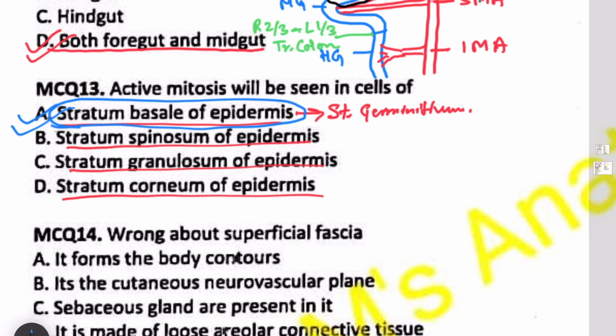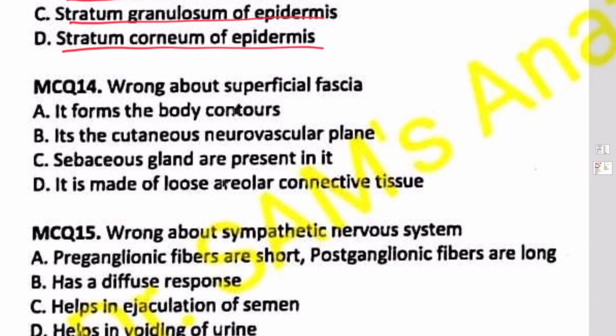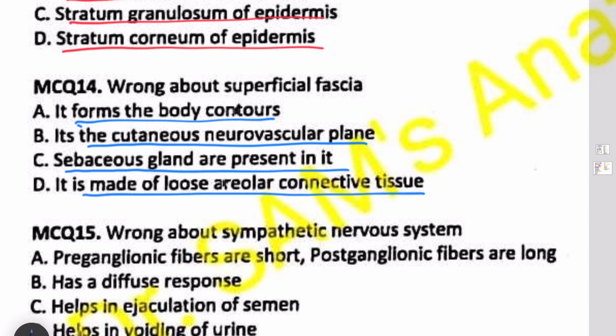The next question is: wrong about superficial fascia. It forms the body contours. It is the cutaneous neurovascular plane. Sebaceous glands are present in it. It is made of loose connective tissue.